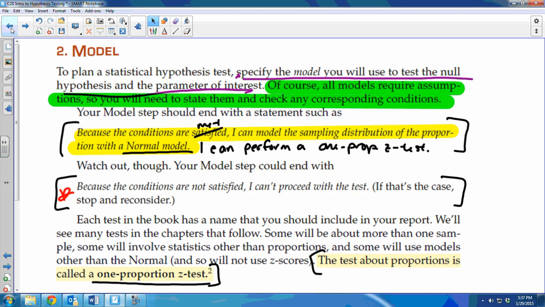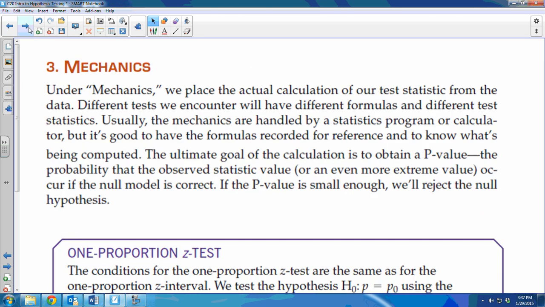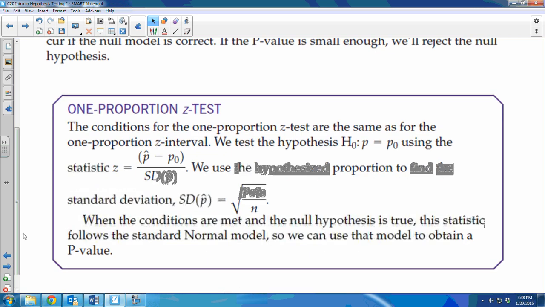Two more steps. So the next step is the mechanics, and the mechanics is going to be the work. Yes, there is a way to do this in your calculator, and no, I'm not going to show it to you for a while. Because you have to show work, since on a quiz in class, anything, you won't have work of any kind with just the calculator. So, for one proportion tests, mechanics go as follows, okay?